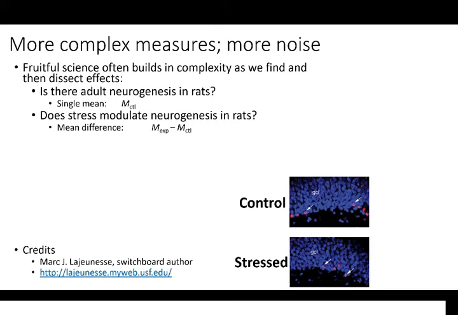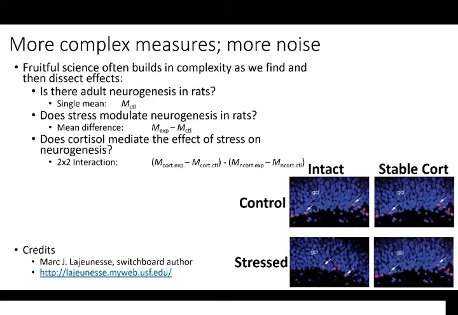And if we find out that, yes, stress influences neurogenesis, maybe it completely blocks it, then we might be interested in knowing why it blocks it. And we might want to dissect that effect. So we might want to change cortisol levels or remove the adrenal gland to see if that blocks the ability of stress to block neurogenesis. So now we've gone up another level.